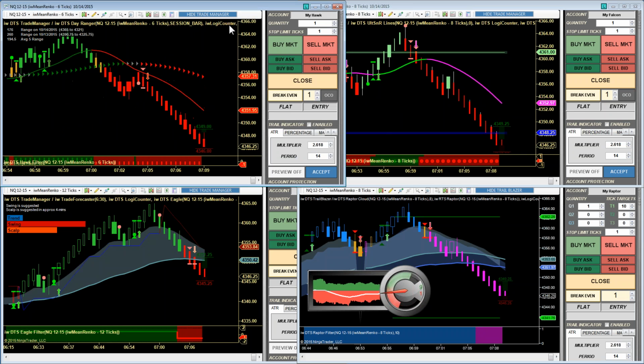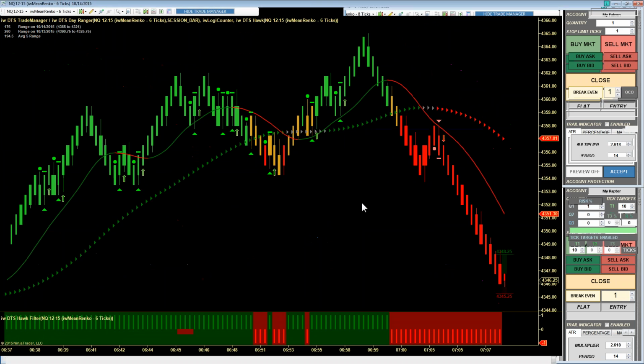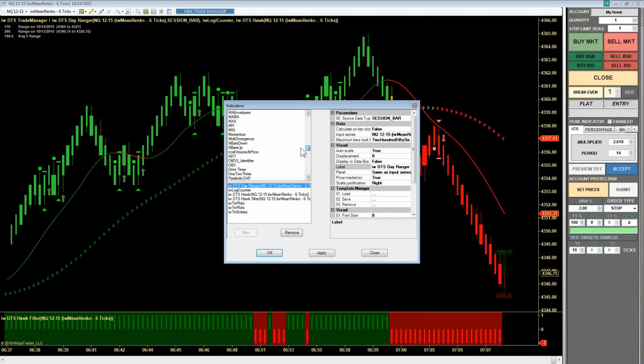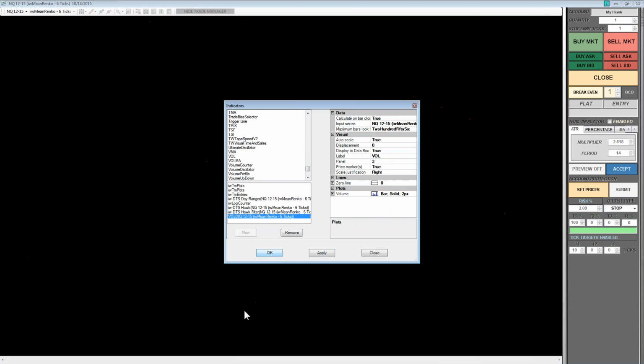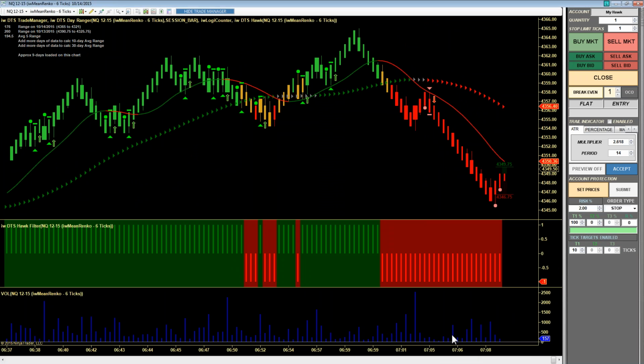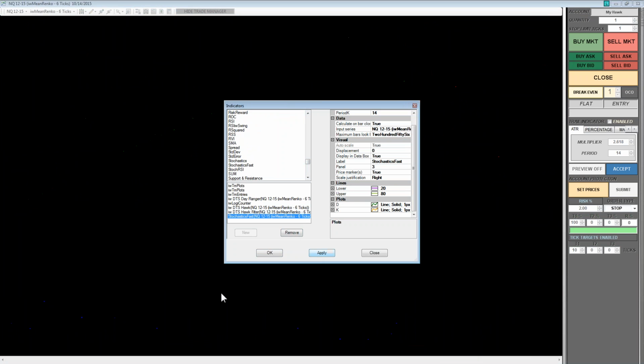And of course, the nice thing about DTS too is that it's very friendly with other indicators. If you like to see volume, by all means, throw a volume on there. It will still work just fine. So you can get the volume histogram if you like. Or likewise, if you're into, say, stochastics, I know one of our traders likes fast stochastics.